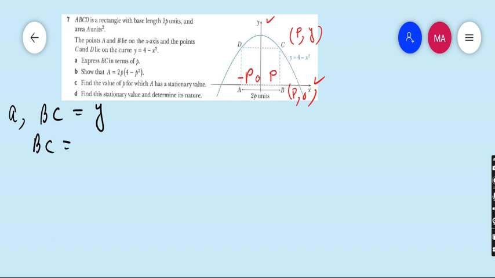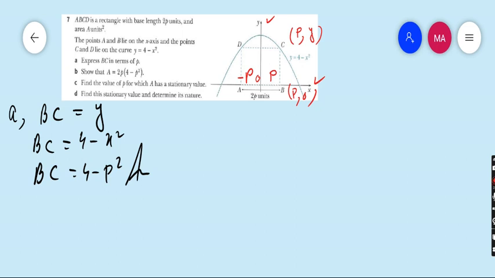What is Y? Y is given as 4 minus x square, and x is P, so this is the answer: 4 minus P square is the answer for BC. This is the requirement of part A, because they need BC expressed in terms of P. So we have achieved the target.